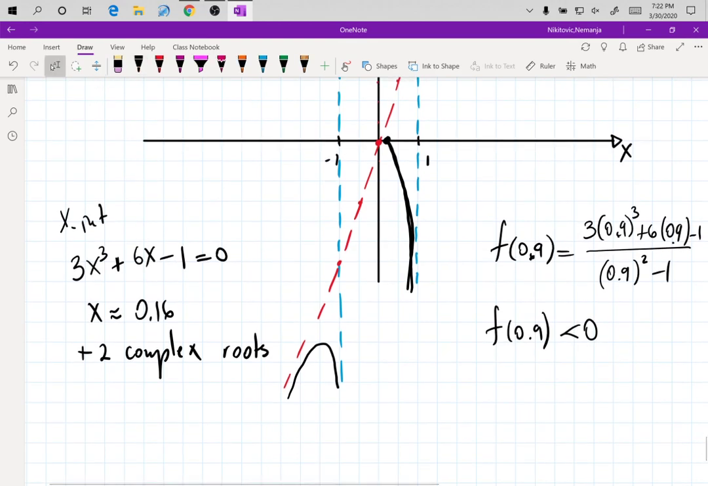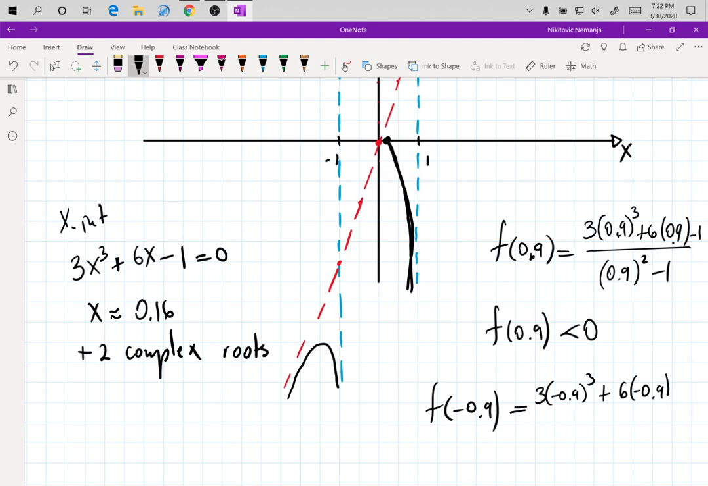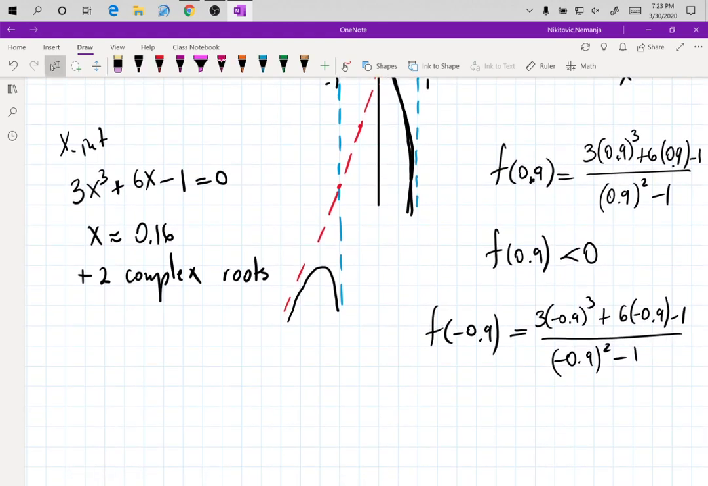Now, how about my 0.9 on the negative side? That's going to be 3 times negative 0.9 cubed plus 6 times negative 0.9 minus 1, divided by negative 0.9 squared minus 1. Now that's positive. You will say, what? How? How do you know without calculating?